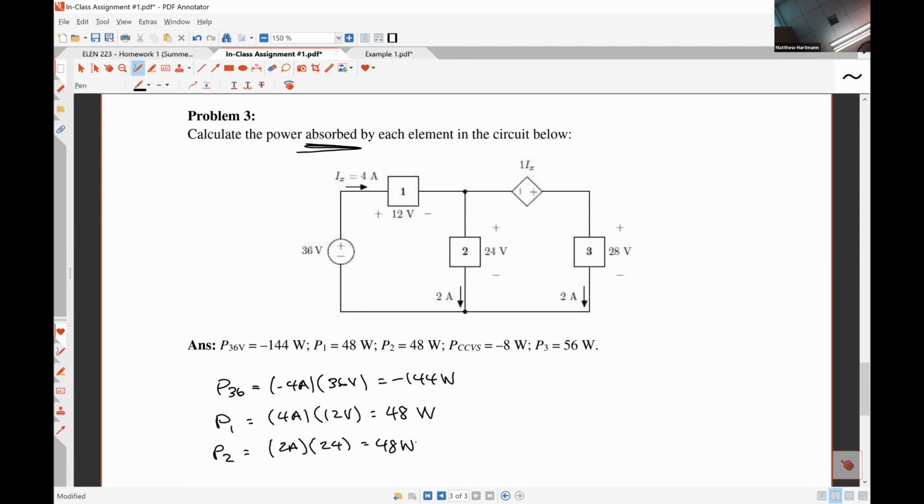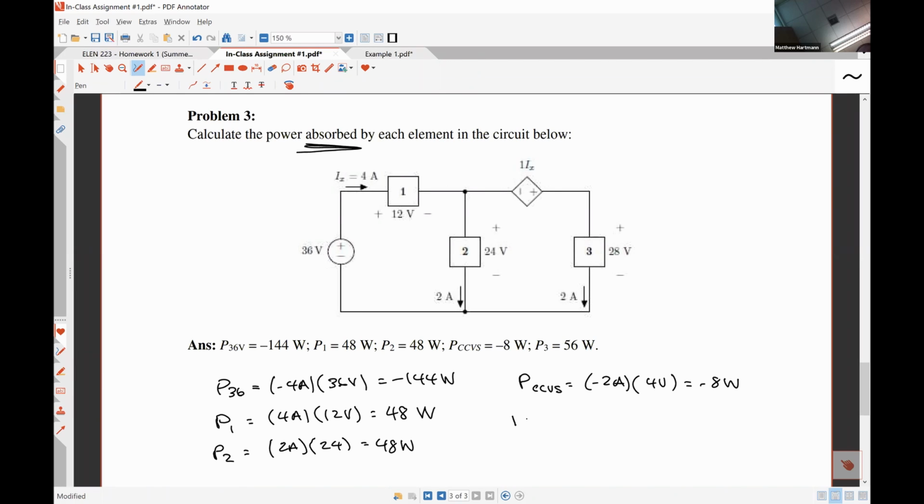Let's see, our current controlled voltage source. So the current of 2 amps is flowing into the negative polarity terminal. So that means we have to change the direction of the current. So we're going to have -2 amps. And then the voltage is going to be 1 volt per amp multiplied by IX, which is given as 4 amps. So 1 volt per amp times 4 amps gives us 4 volts. So -2 times 4 is -8 watts.